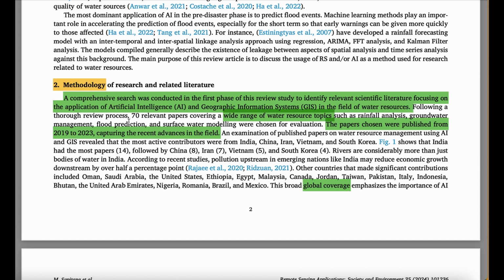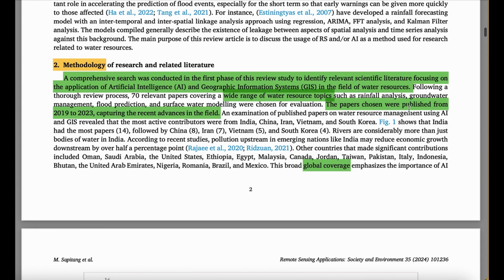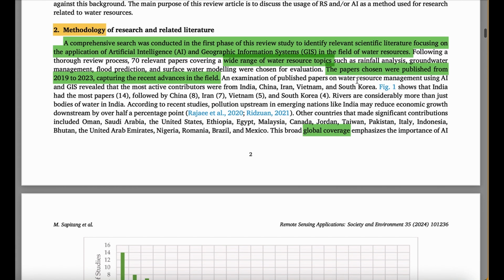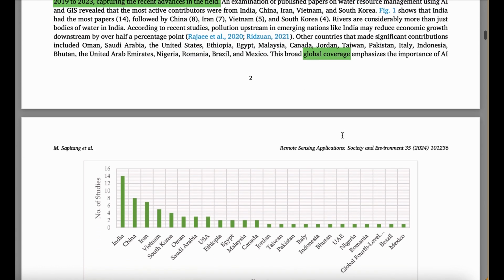Now this is getting more interesting. The following thorough review process: 70 relevant papers covering a wide range of water resource topics. A range, that was their methodology. A scope: the papers were published from 2019 to 2023. Another scope, another range, capturing the recent advances in the field. Then they examined the published papers also globally. That could be another global coverage, another scope.